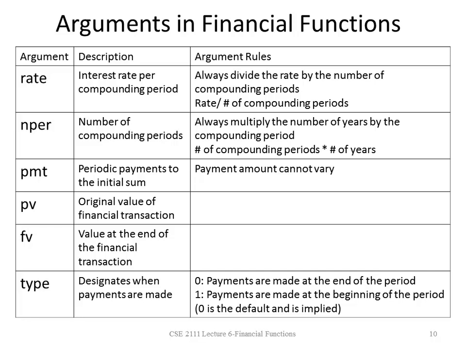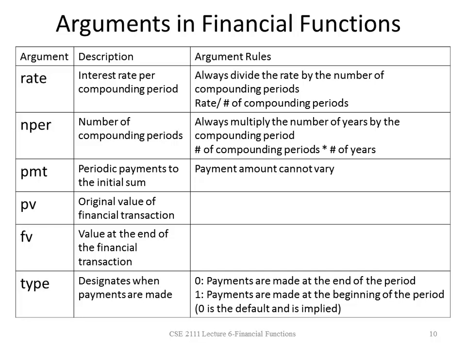The PMT argument, or the payment argument, is the periodic payment. The payment cannot vary in these functions. So if you're making a $50 payment, it has to be assumed that you will be making that $50 payment throughout the entire life of the loan or the investment. The PV argument is the present value, the original value of the financial transaction. The FV argument is the value at the end of the financial transaction.